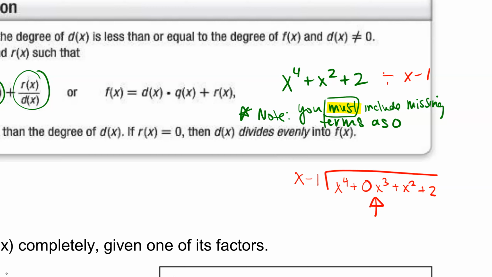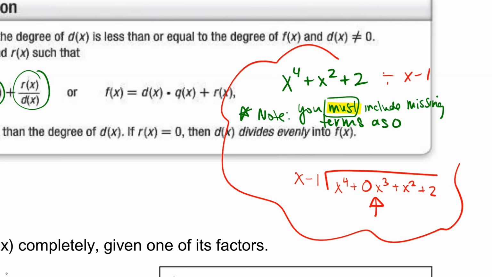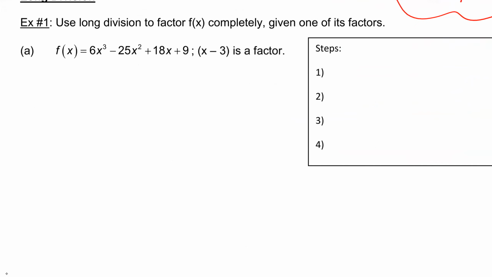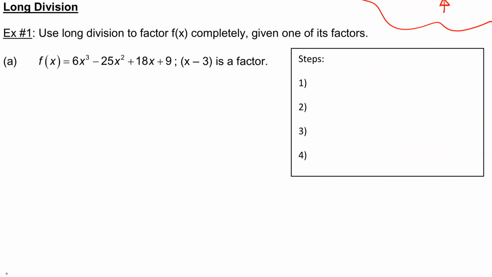I probably should have told you about this after we did the first problem. I'm sorry. I want to make sure I told you about it because it's important. You have to do this for synthetic and long division. So, long division: use long division to factor completely given one of its factors. I want to take this function, divide by x minus 3, and then I'll find an answer. I should have a quadratic, but the directions say factor completely, so you have to continue to factor it out after we're done. Just a reminder about the directions.